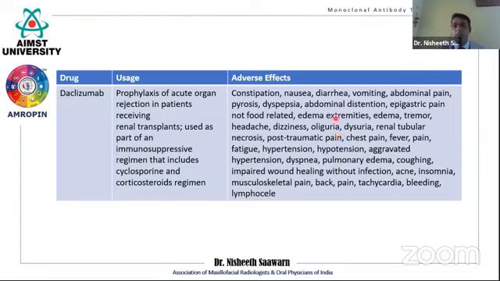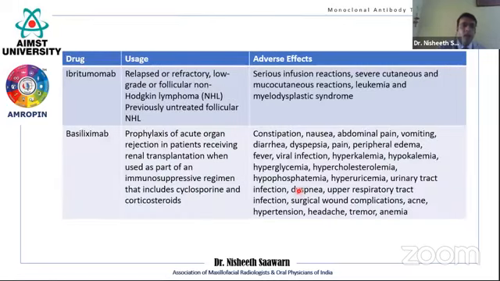Other than the normal ones, there is abdominal distension, epigastric pain, nausea, constipation, edema in the extremities, tremor, headache, oliguria, dysuria, renal tubular necrosis, post-traumatic pain, chest pain, fever, pain, hypertension, hypotension, dyspnea, pulmonary edema, coughing, impaired wound healing, acne, musculoskeletal pain, and so on. Like that, the list is long.